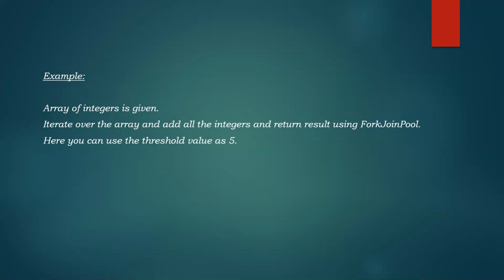Let's say your array size is more than 5, for example 10. Then your main task is divided into 2 subtasks, and each subtask is executed by an individual thread. Each of the threads executes and returns the result, and the results are combined together to construct the final result.